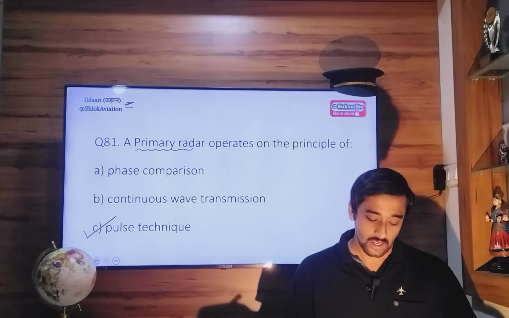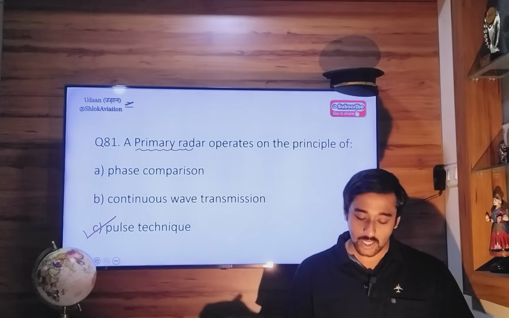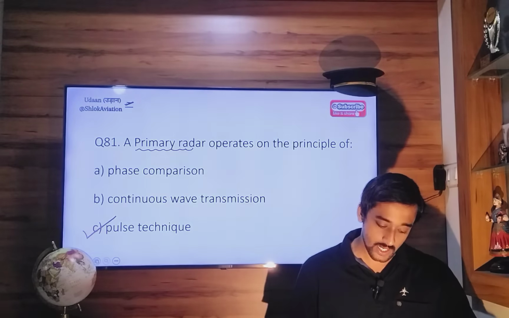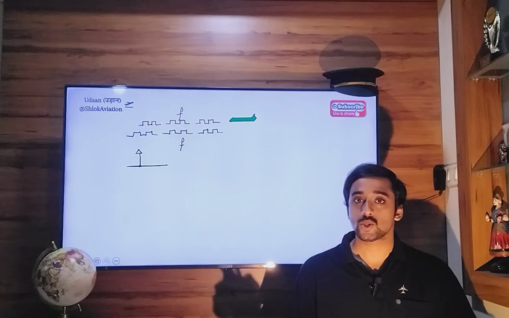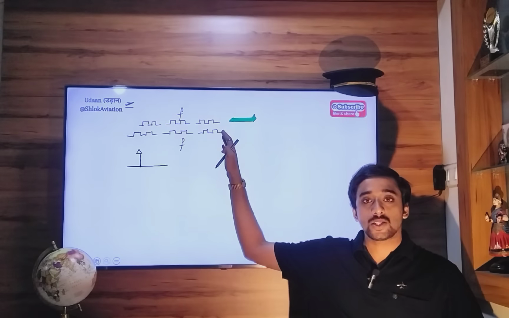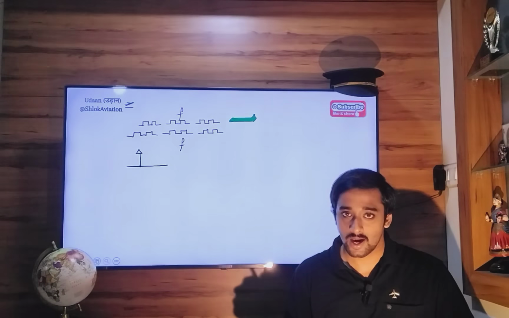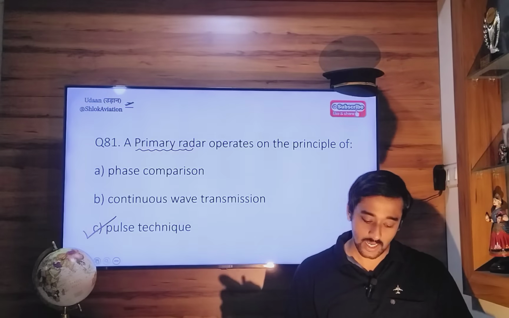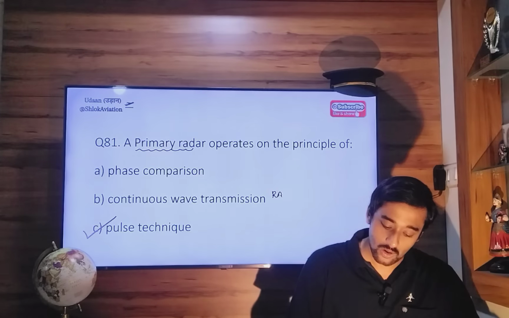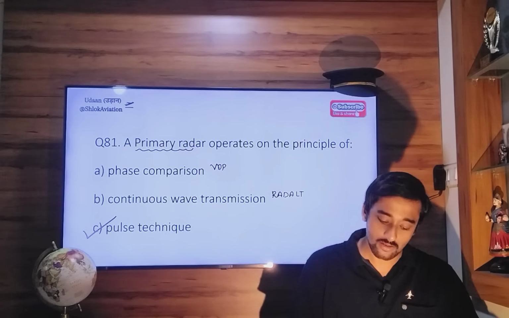Question 81. A primary radar operates on the principle of phase comparison, continuous wave transmission, pulse technique. So the answer is pulse technique. The primary radar is going to send radar pulses in the direction of your aircraft. These radar pulses will strike your aircraft and get reflected back at the primary radar. So it uses pulse technique. Continuous wave transmission is used in radio altimeter. Phase comparison is for VOR.